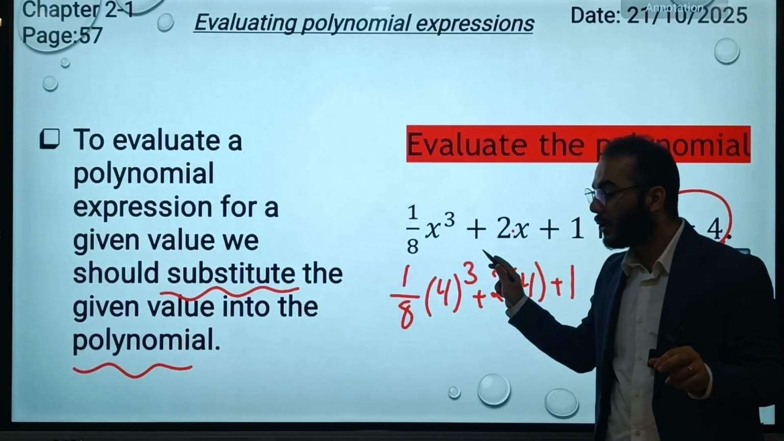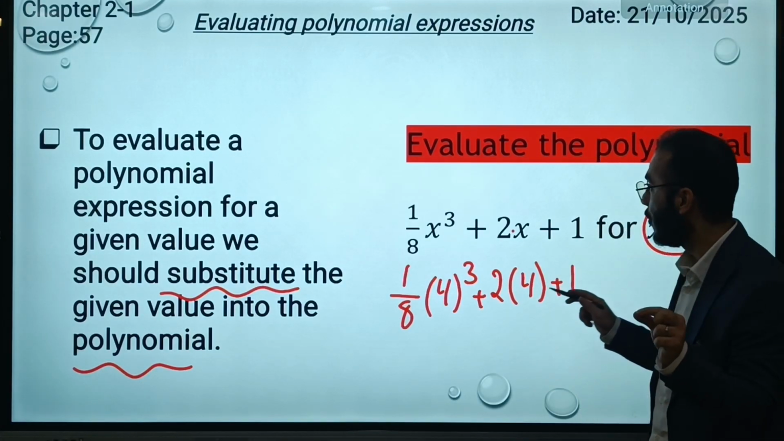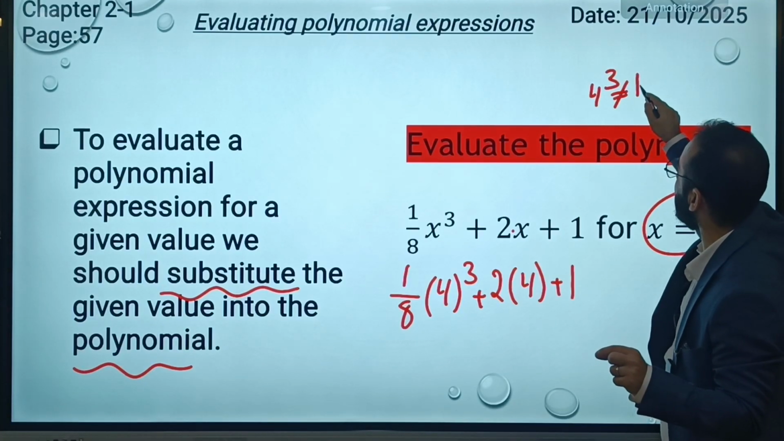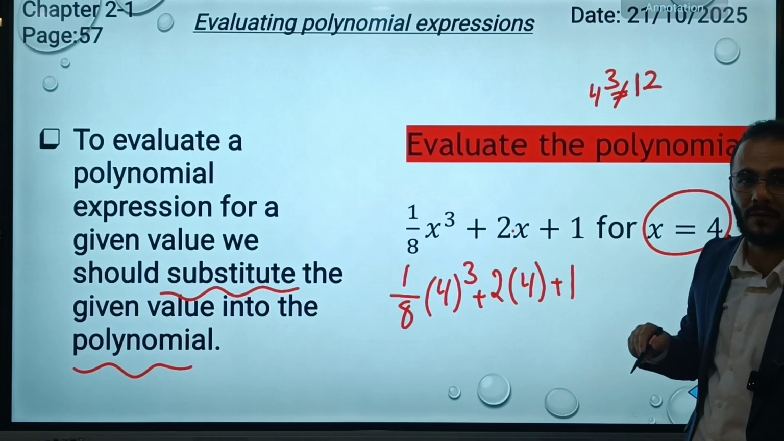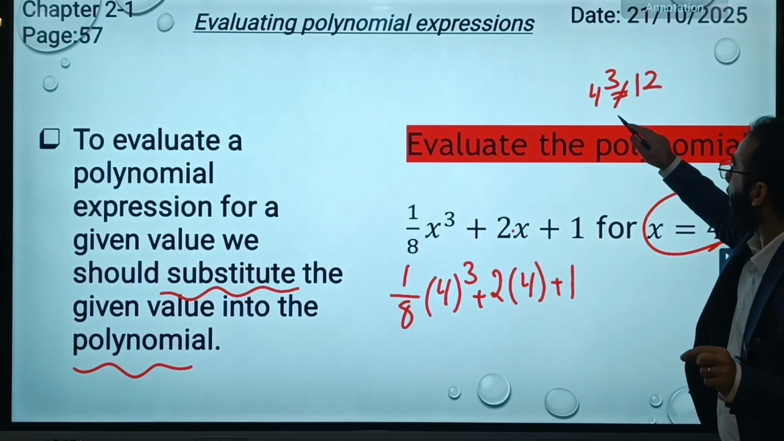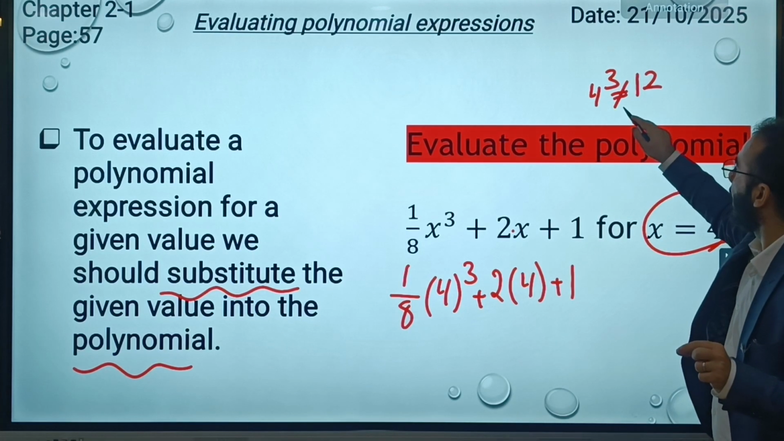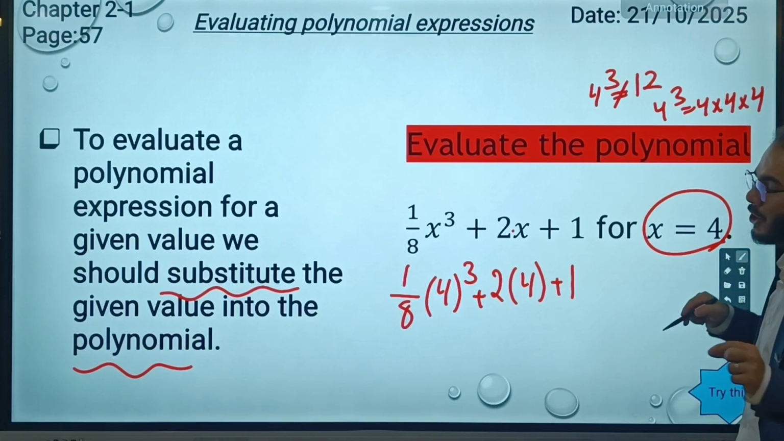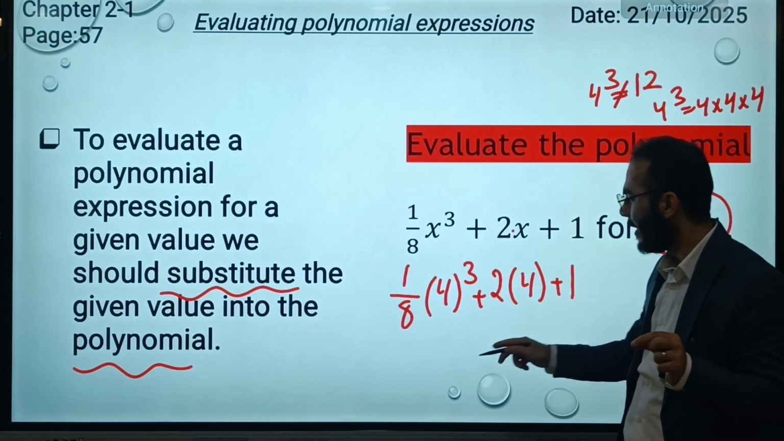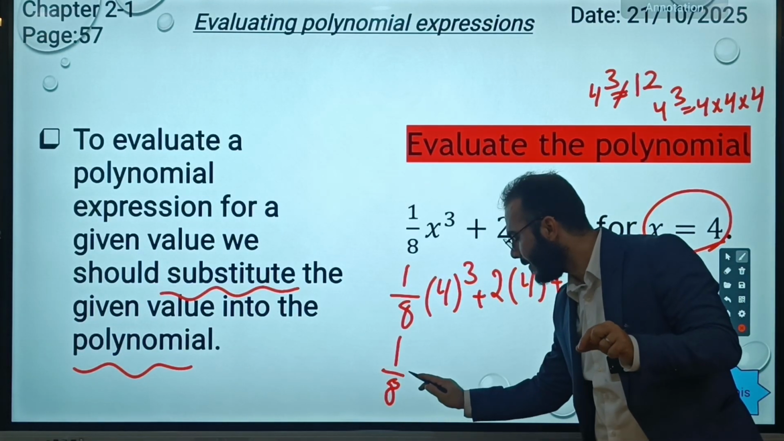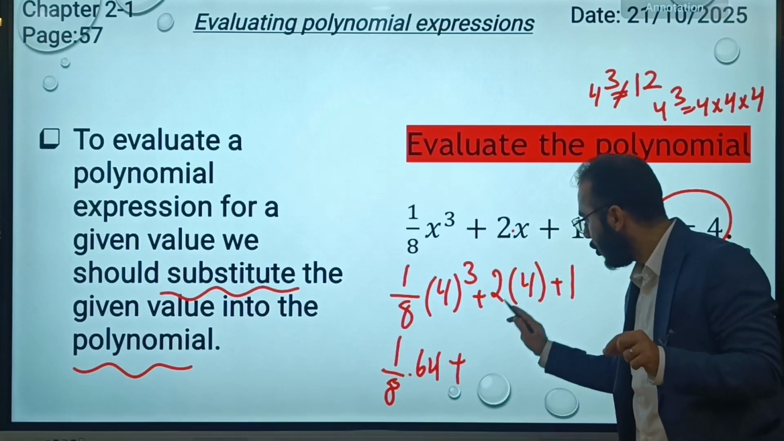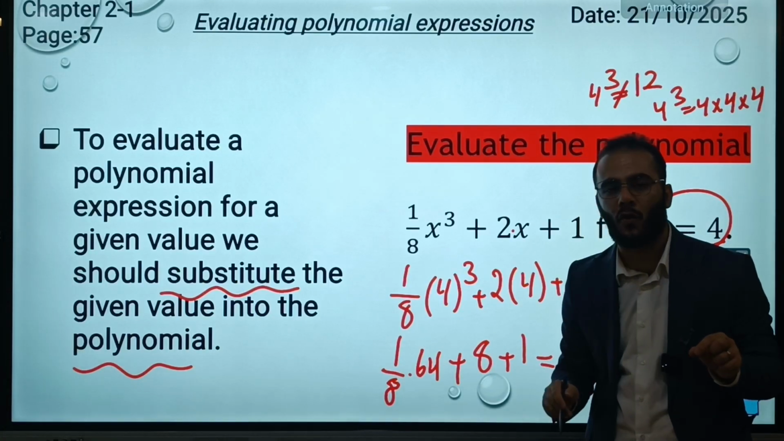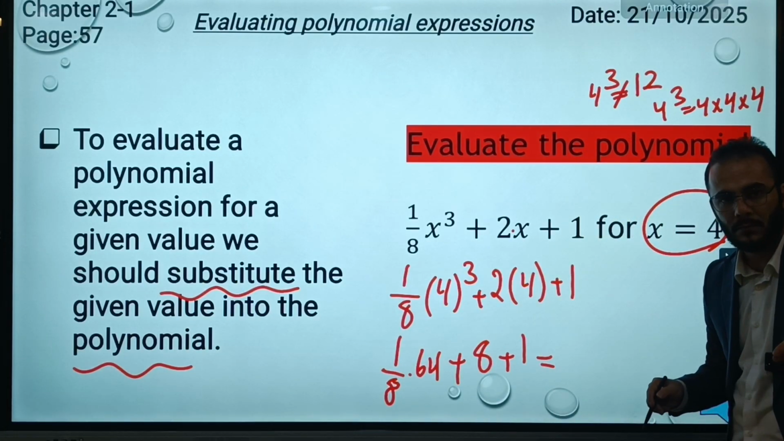Perfect. So 4 to the power of 3 is equal to 64. For those who did not know this one, there is a common mistake from students. They say that 4 to the power of 3 is equal to 12. No, it's not equal to 12. You cannot multiply the exponent by the base. You should write it this way: 4 to the power of 3 equals 4 times 4 times 4. So when you multiply 4 by itself 3 times, you get 64. So 1 over 8 times 64 plus 2 times 4, 8, plus 1. And then finally, 1 over 8 of 64 means 64 divided by 8.